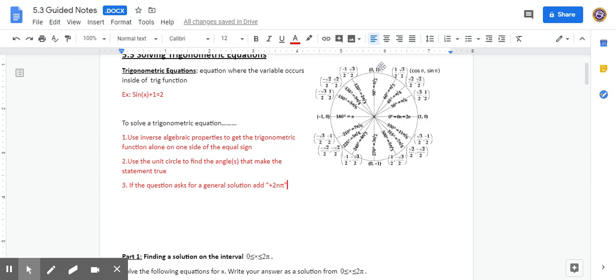If I circle around another time, so n would now be 2, so that would be circling around 4 times, I still come back to this same point. So that's what a general solution means. It means not just the numbers on the unit circle, not just from 0 to 2 pi, but from 0 to infinity.